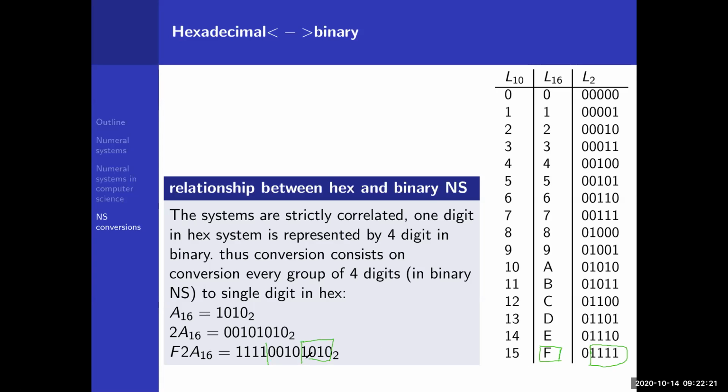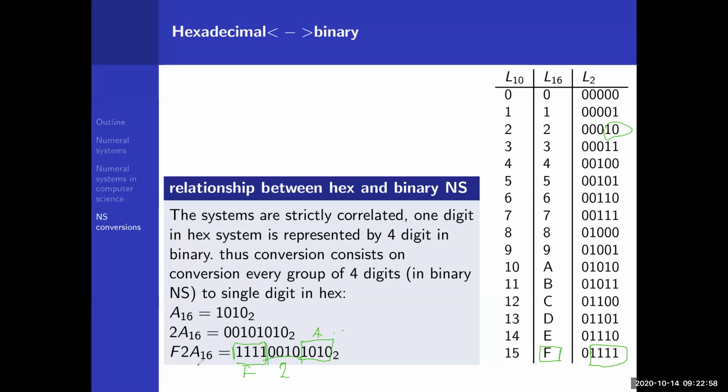So I take this block and I check that this is A. I can take this block and I can see that this is 0, 0, 1, 0, so it's 2, and here I have F. So we can look at hexadecimal as a shorter form which allows us to represent the binary system.